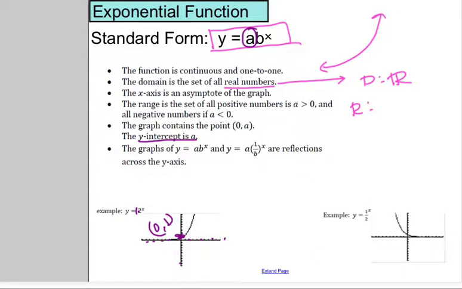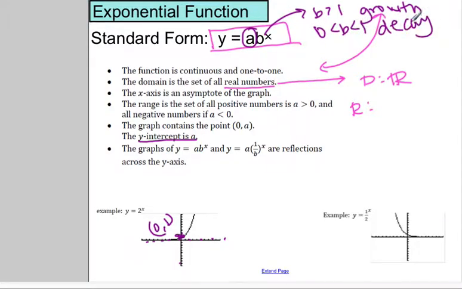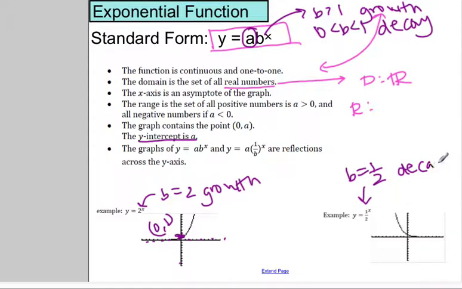Another thing that I'm going to point out is my b value. If my b value is greater than 1, it is a growth. Okay, and if my b is in between 0 and 1, it is a decay. So if I look here, I have 2. That's my b value. So in this case, it's a growth. If you look from left to right, it gets bigger. Here, my b value is equal to 1/2, so it's in between 0 and 1, so it is a decay function. And if I look from left to right, it goes down. So there's my decay.